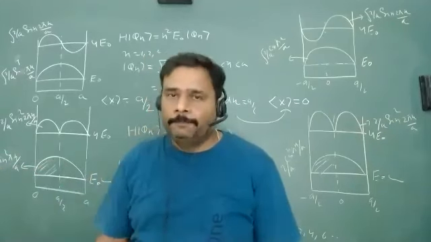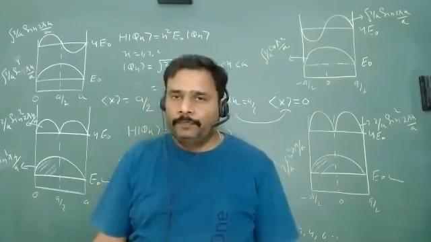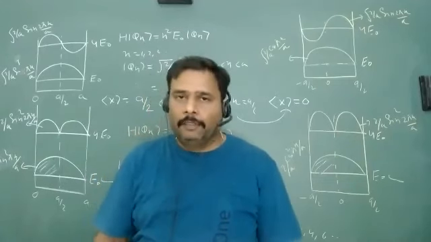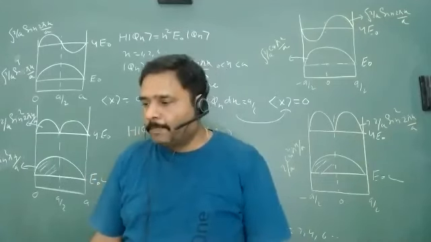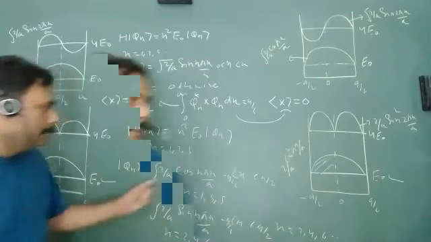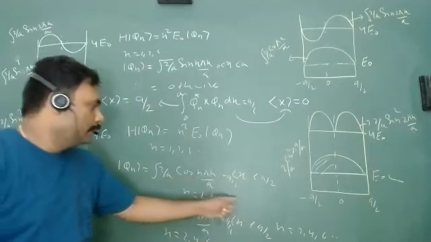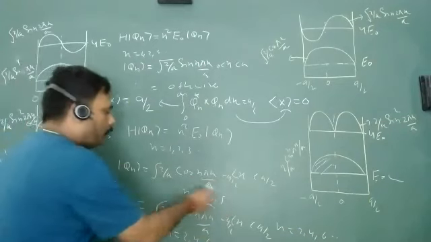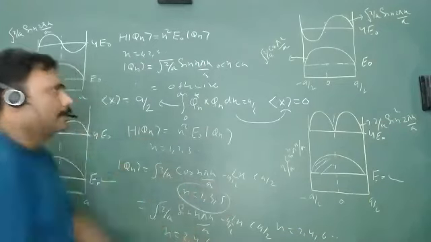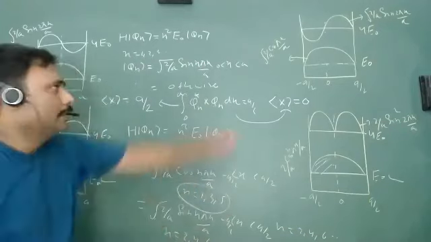Look, I have just written it. Turn the page and see. And look here, I have written that phi n is cos n pi x for n equal to 1, 3, 5. So when you have an odd number, you have a cos function in this. But here, everything is sine.